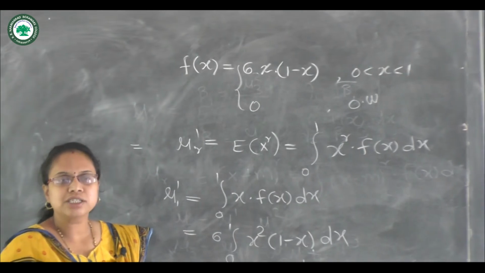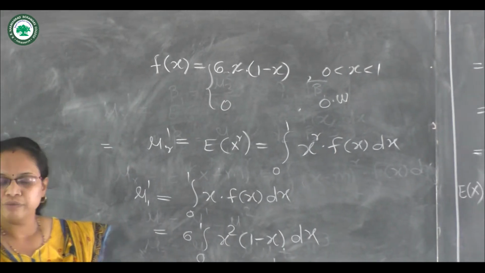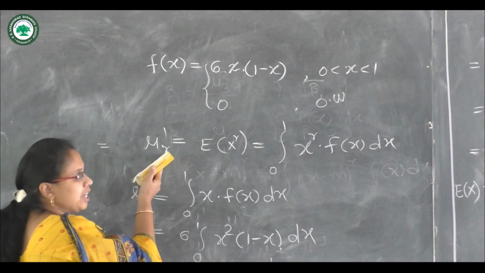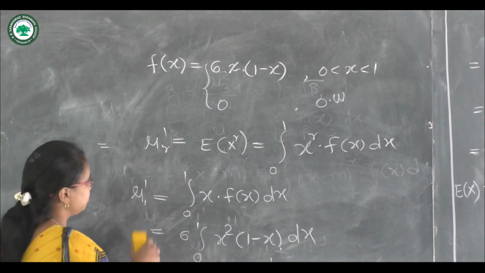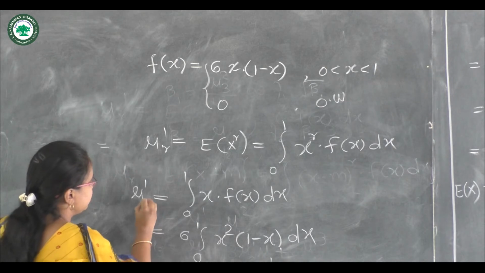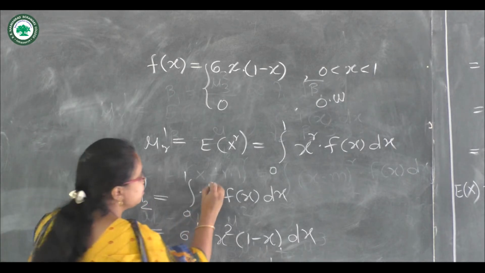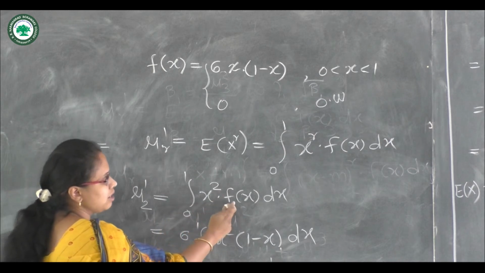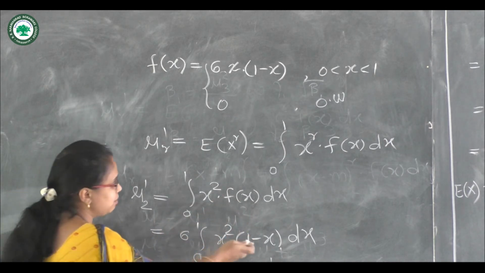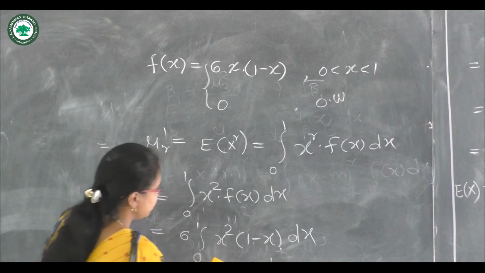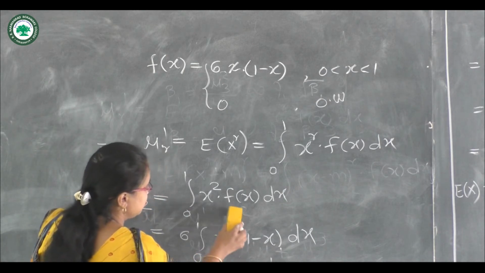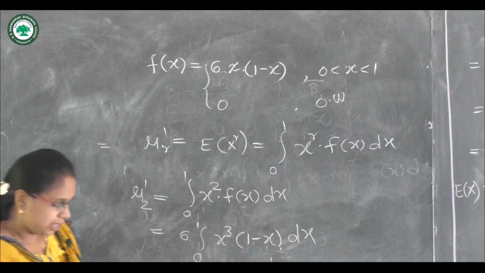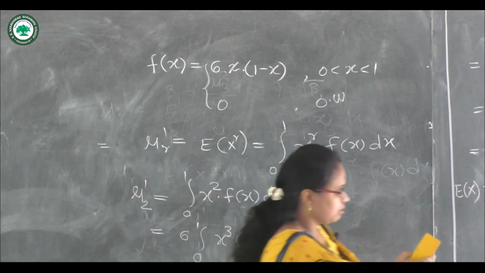Let's find the second raw moment. We can find the second raw moment by substituting r equal to 2. So mu 2 dash equals, this is the definition, the integration of x square into f of x dx. While putting these values, we will get x cube here. Okay, then we can solve the integration.